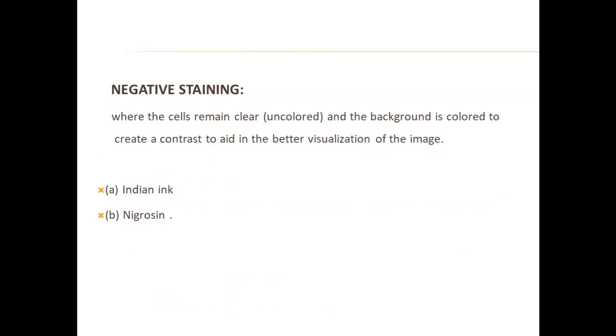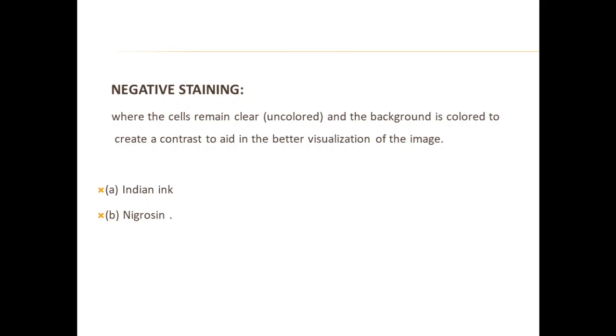Now we have seen that one form of staining method is positive staining and the next form of staining method is negative staining. What do you mean by negative staining? In case of positive staining, we have observed that bacteria are taking up the stain and they are observed as colored organisms under a bright, or white, background. But here, in case of negative staining, the cells remain colorless, that is, they are uncolored, and the background takes up the color, and then a contrast is developed for better visualization of the organisms.